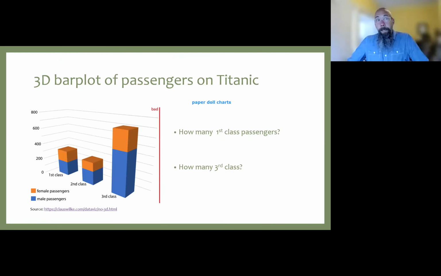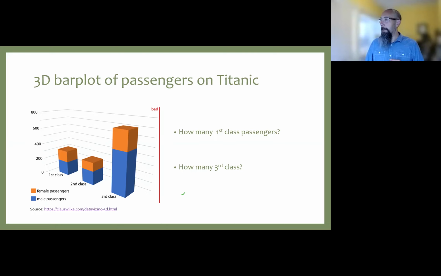I'm with you if you don't like 3D bar plots. So this is an example. Paper doll charts, I'm going to show you a good paper doll chart in a minute. This is an example of a 3D bar plot of the passengers on the Titanic. So tell me, can you guess how many first-class passengers there are from this graph, or how many third-class passengers? You can put it on or you can just think about it.